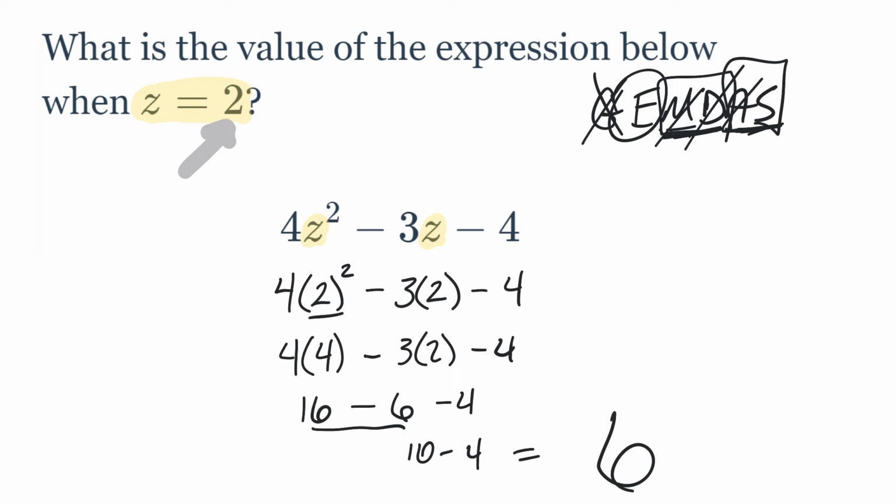Now, the way that we would denote this, if this was written in function form, is f of 2 equals 6. What that means is when I used my function and plugged in the number 2, the result was 6.